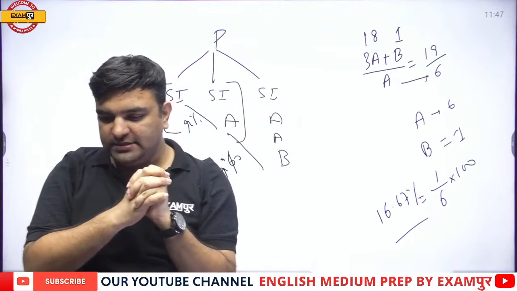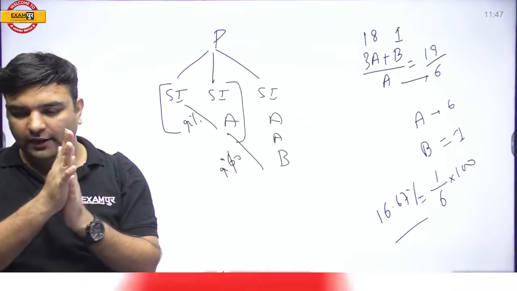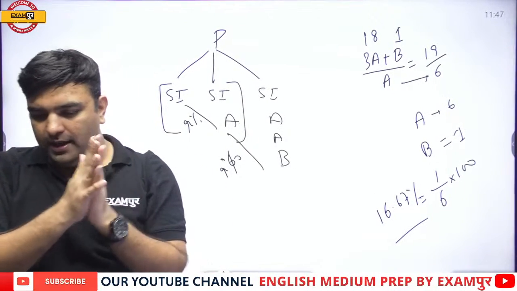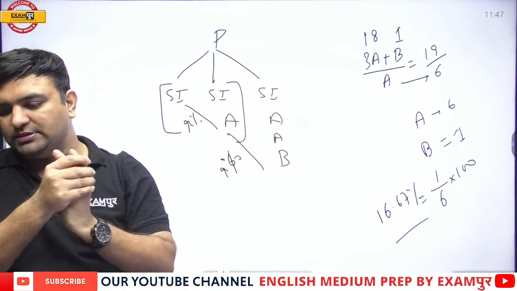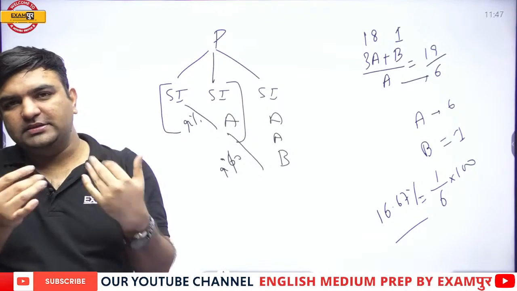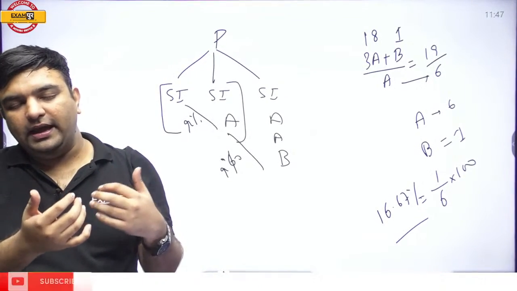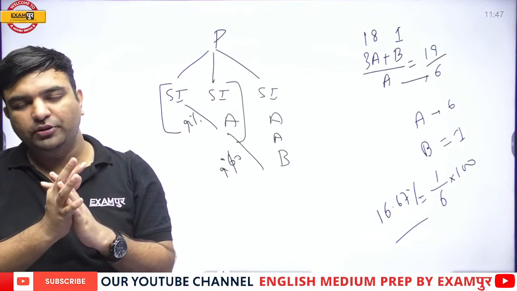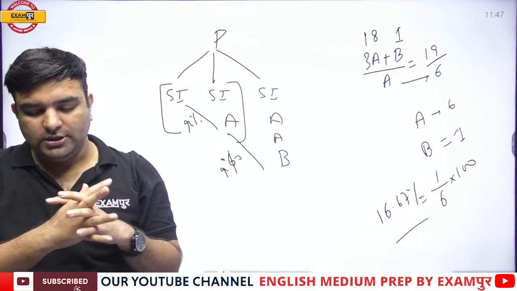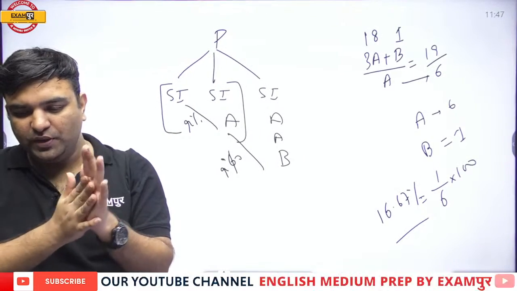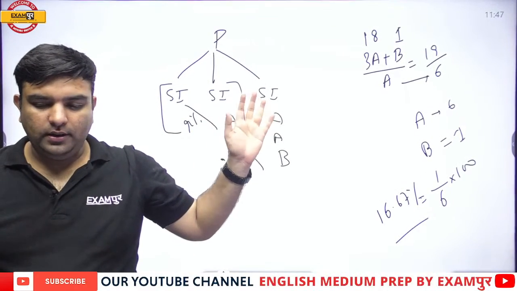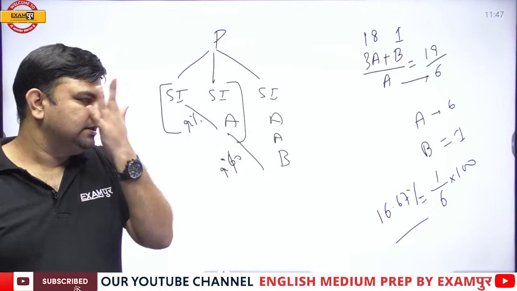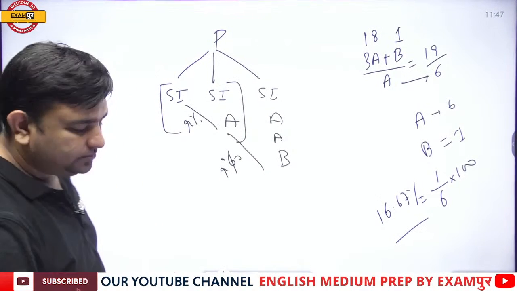For 3 years, the difference is 3A plus B, and for 2 years, the difference is A. A is 6, so 3A is 18, so B is 1. B is R percent of A, and A is R percent of SI. SI is R percent of principal. I told you this concept in yesterday's session as well. So B is 1, A is 6, 1 by 6 is 16.67%.